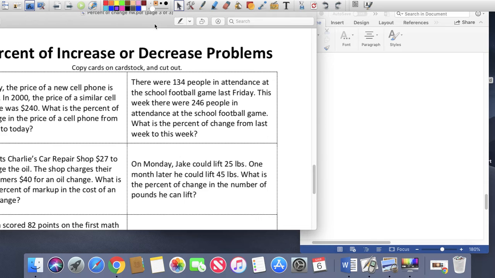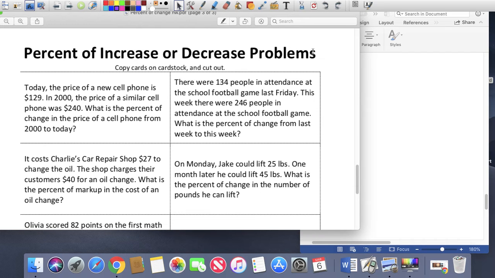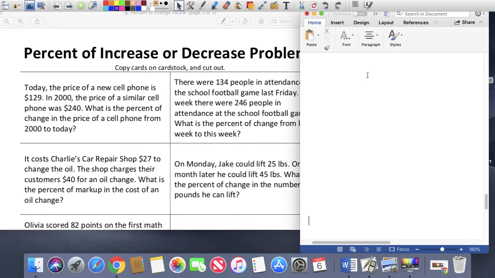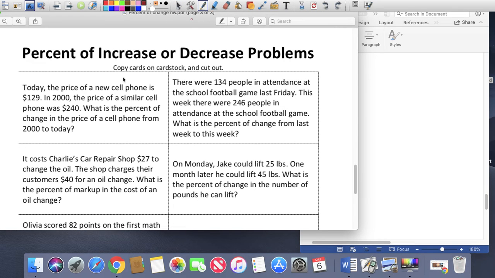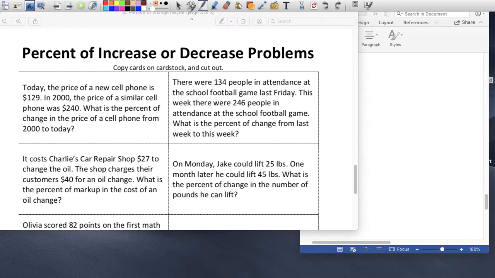Okay, that could work. Right, so today, we have the price of a new cell phone is $129. In 2000, the price of a similar cell phone was $240. So did the price go up or down? The price went down, right? Because today is $129 and 2000, 18 years ago, was $240. So obviously the price of the phone went down.